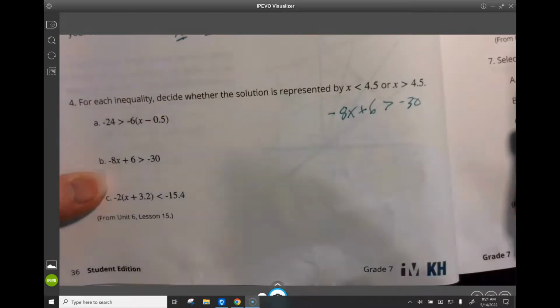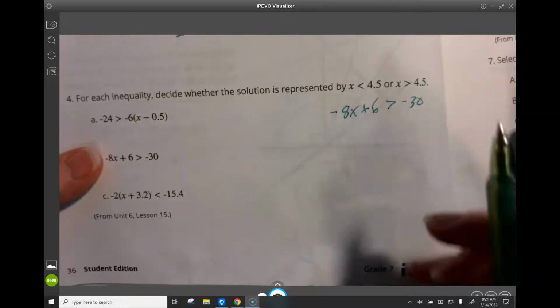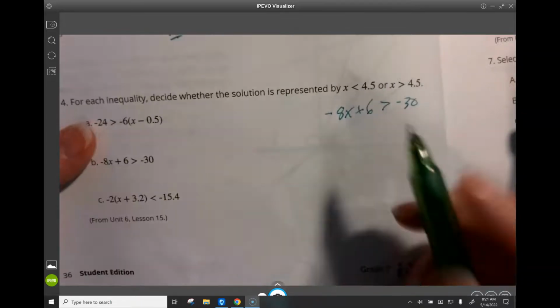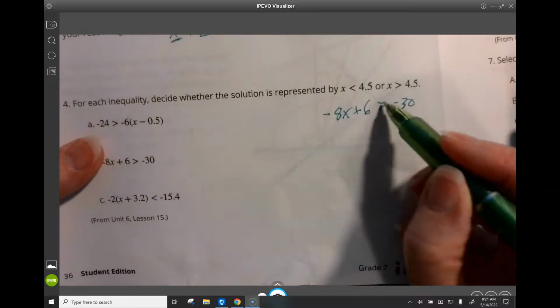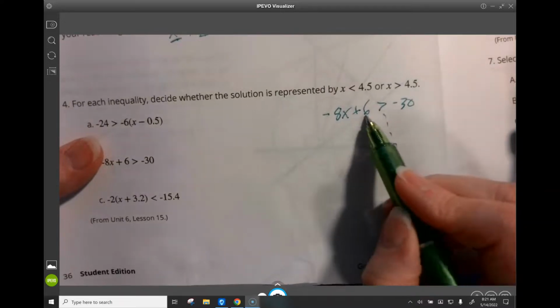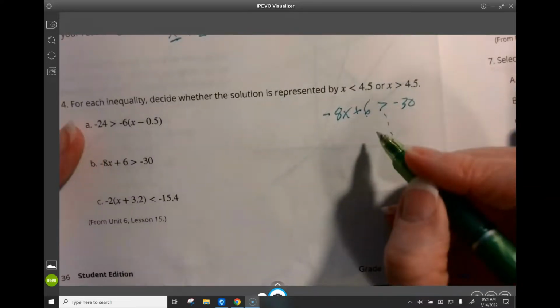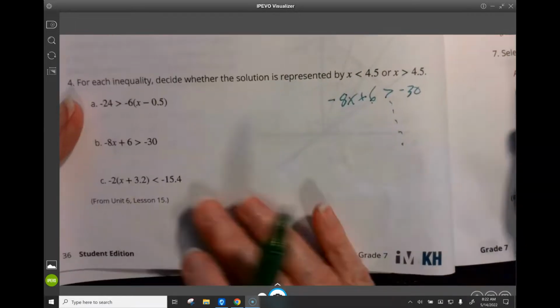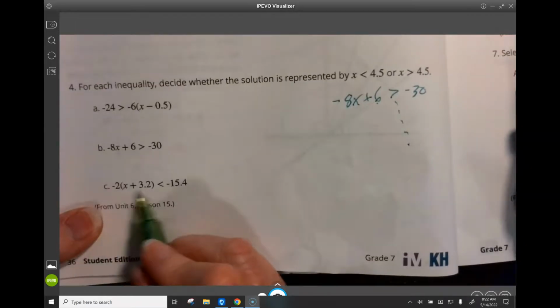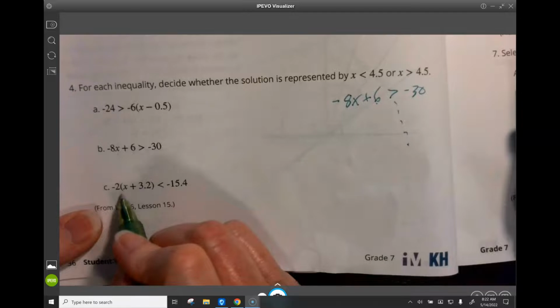Want me to do one of those for you? I'll do B because I already wrote it over here. So here we go. Remember, inequalities are just like equations. I want to get rid of the 6 first. Oh, you know what? I'm not going to do that one. That's easier. Let's do one of these. Let's do distributive property because we need to practice that one. So here we go. On both of these, we have to do distributive property.